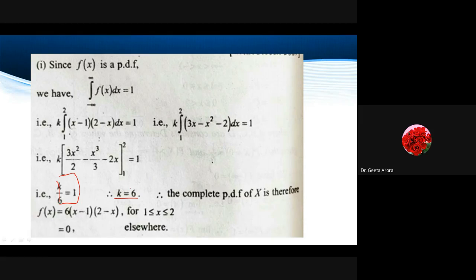Correct? So we have used the property. What is the property we have used? You have to write it down. You have to remember that whenever we are working with a continuous distribution, and how will I come to know that it is continuous, when a probability density function is given.